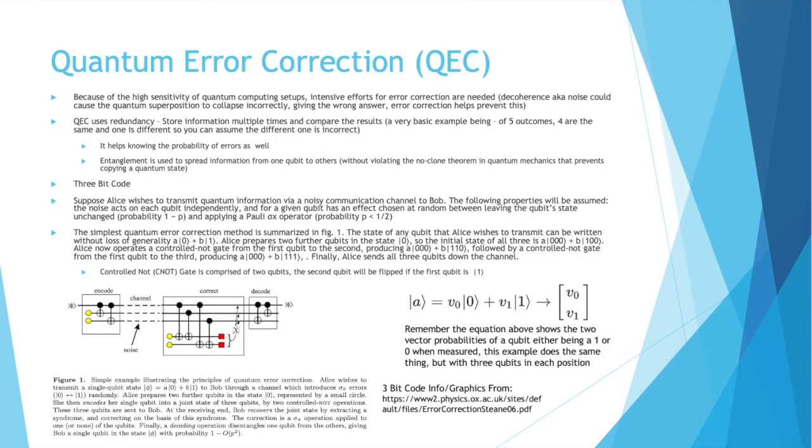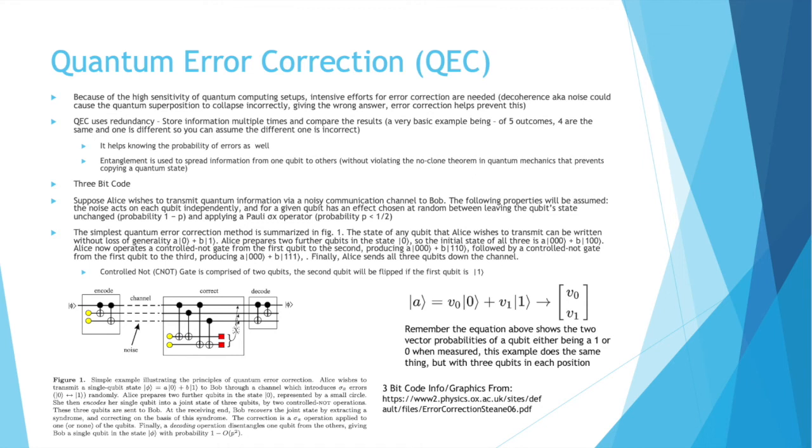Because this video is already so long, I'm going to go through our next and final topic very fast: quantum error correction. Because of the high sensitivity of quantum computing setups, intensive efforts for error correction are needed. Right now, quantum computing has a big problem called decoherence, which is also known as noise. Decoherence can cause quantum superpositions to collapse incorrectly, giving the wrong answer. But with error correction, you help prevent this.